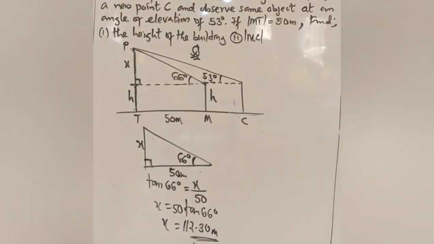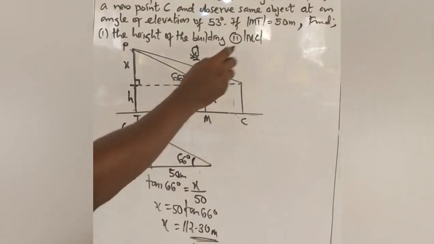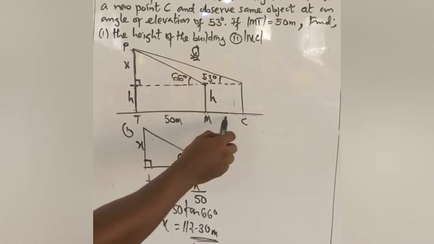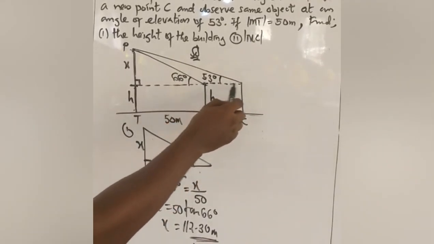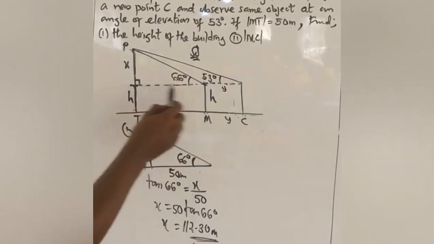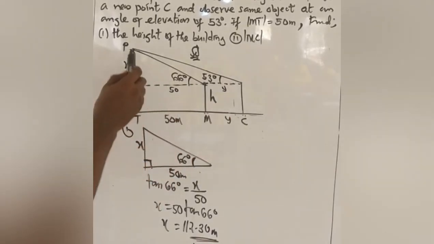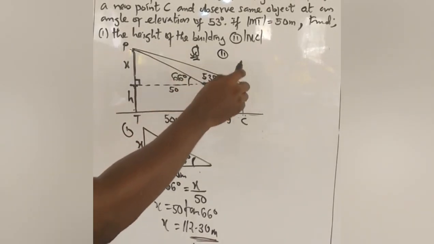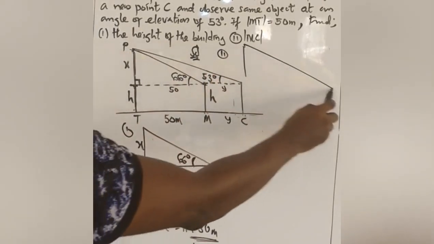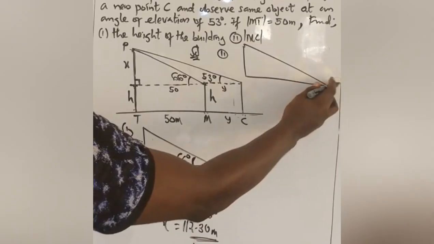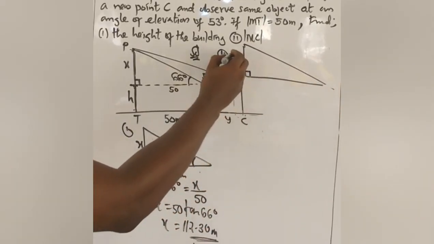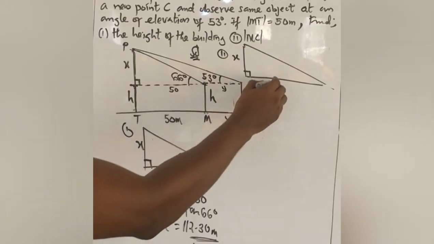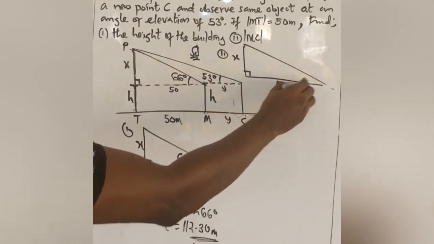The second part of the question says we should get MC. MC is from here to here. Let's call MC y. So from here to here is also y. From here to here is 50. So we bring out this triangle. We have this. This is 90. This is x. If this is 50 and this is y, everything here is 50 plus y.